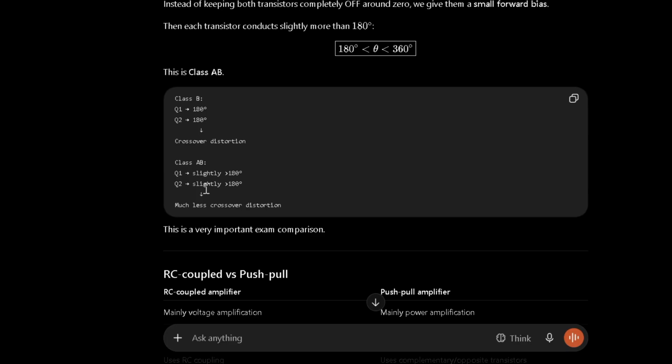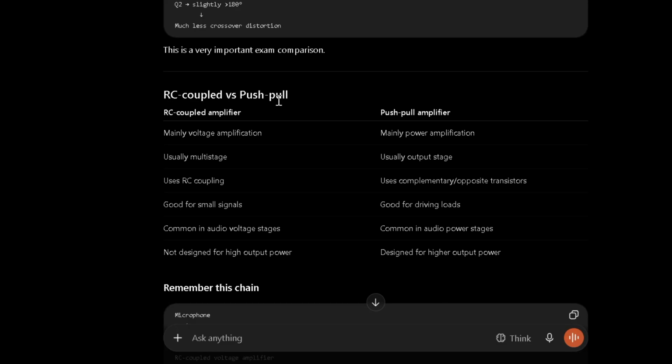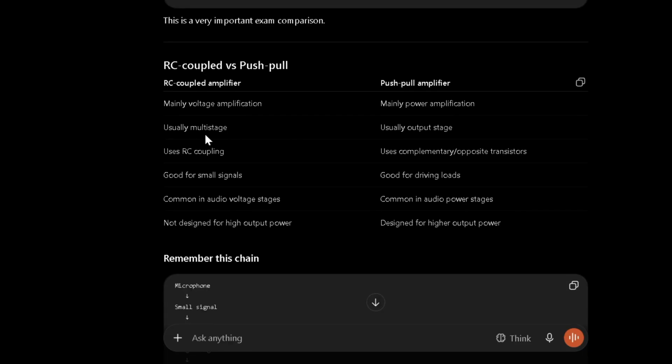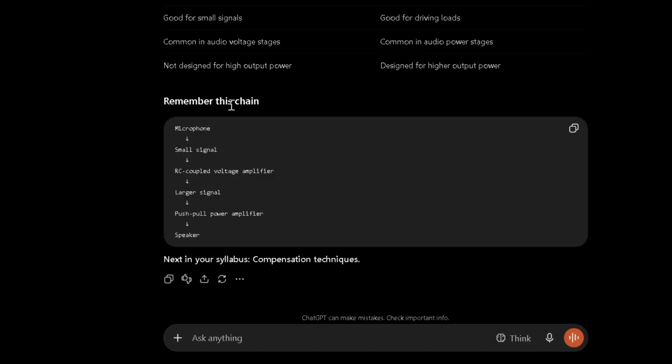So RC coupled versus push-pull. RC coupled is used for voltage amplification; push-pull is for power amplification. RC coupled uses RC coupling; push-pull uses complementary opposite transistors. RC coupled is good for small signals, while push-pull is common in audio power stages and designed for high output power. Remember, a microphone gives a small signal, and a power amplifier is useful for sending a large signal.